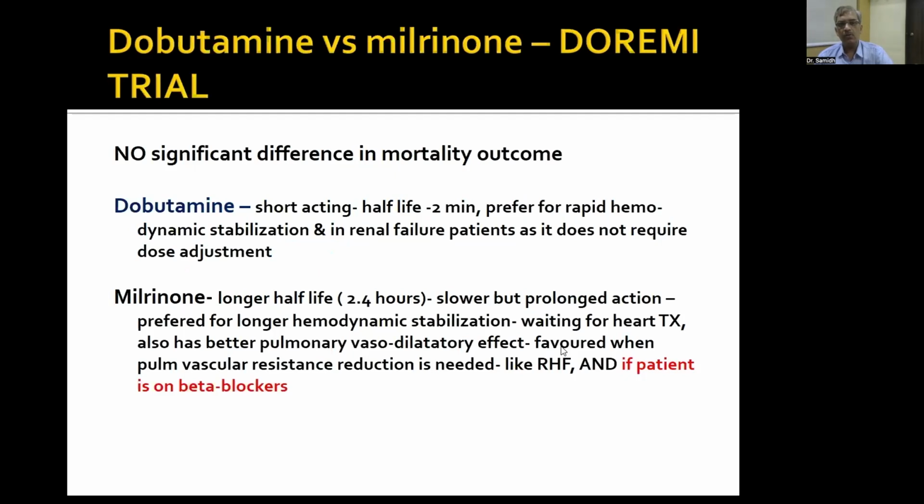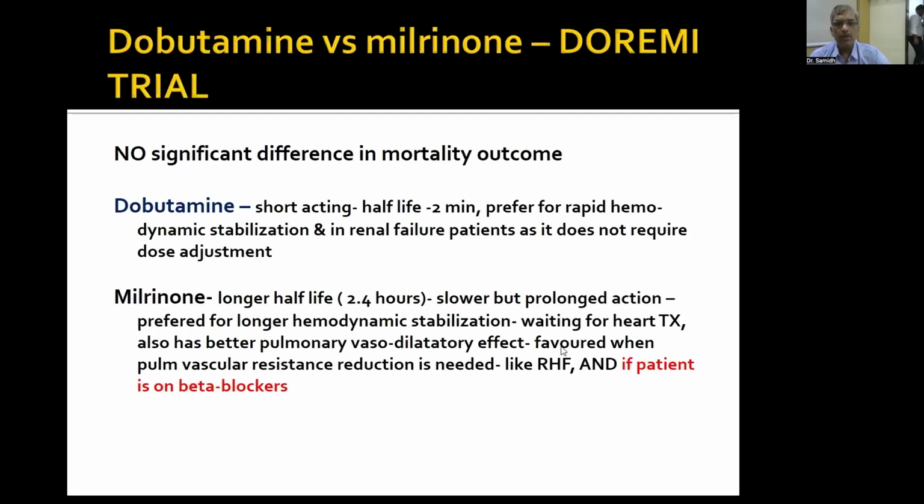But dobutamine is short-acting, with a half-life of 2 minutes, and therefore it is preferred for rapid hemodynamic stabilization. It is also preferred in renal failure because it doesn't require dose adjustment. While milrinone is avoided or needs a dose modification in renal failure, milrinone has a longer half-life and a slower but prolonged action, and therefore it is preferred for longer hemodynamic stabilization, for example, in patients who are waiting for a heart transplant.